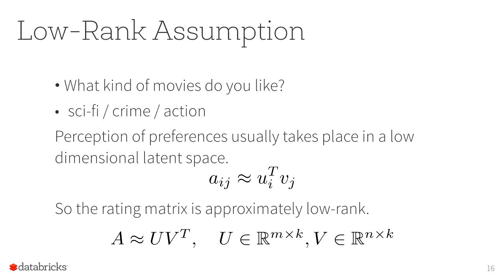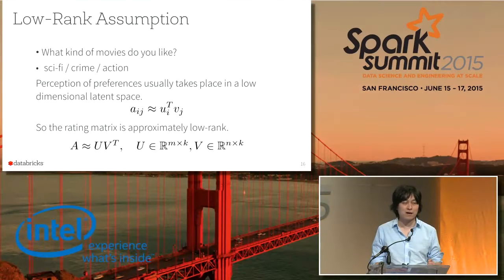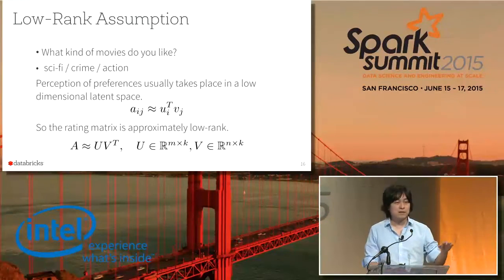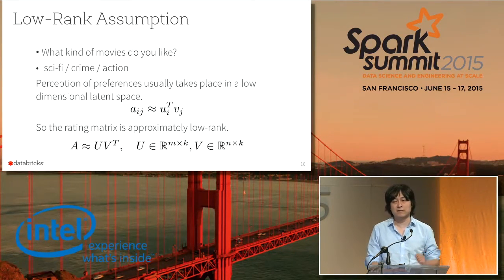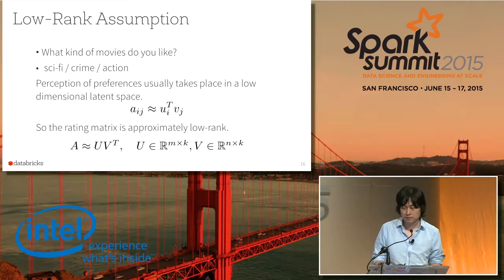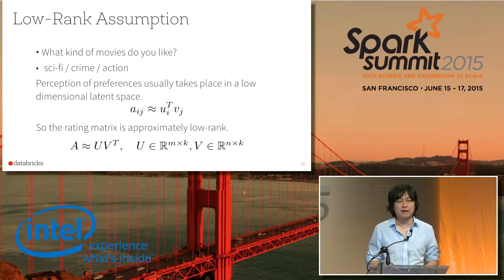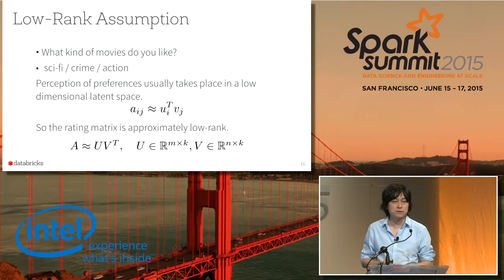But I will tell you why. Basically, if I ask you some question like, what kind of movies do you like? You won't give me a whole list of your favorite movies. Maybe you just talk about, OK, I like sci-fi movies. I like crime, action. Right? So usually your description is based on some latent space. You don't talk about the movies directly. You describe your preference. And this latent space can be represented by just a low-rank factorization of the matrix.